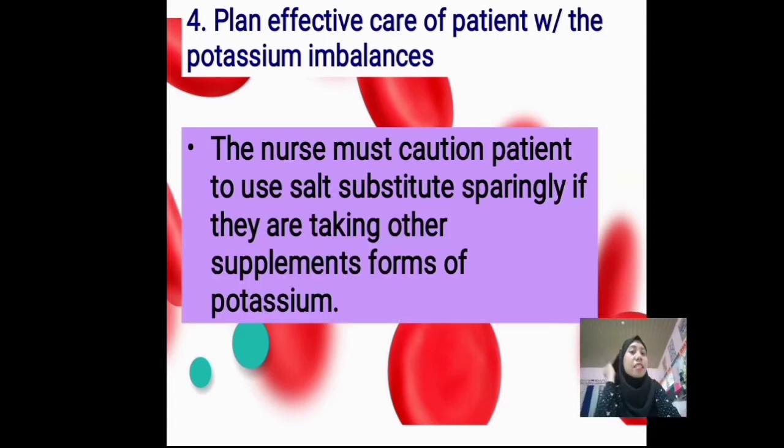And the next one is, the nurse must caution the patient to use salt substitute sparingly if they are taking other supplement forms of potassium. Dito din, kapag nalalaman ng nurse na may other supplements na tinitake ang patient, kailangan hindi siya mag-use ng salt substitute. So, in addition, potassium-conserving drugs and potassium supplements and salt substitute should not be given to patients with renal dysfunction.